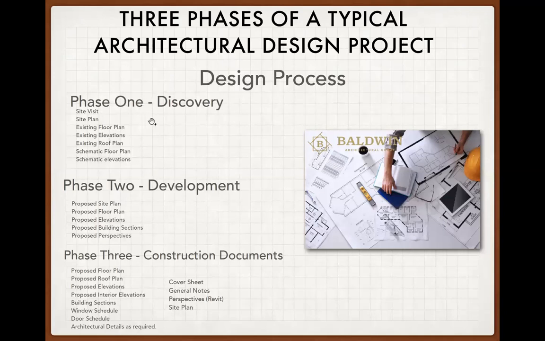So we always go through as much as we can. We always try to stay as close to this three-phased approach. Last week we covered the discovery process, which includes site visits and site plans. We start taking an inventory of what's existing, floor plans, elevations, and roof plans, and we start to get some schematics.